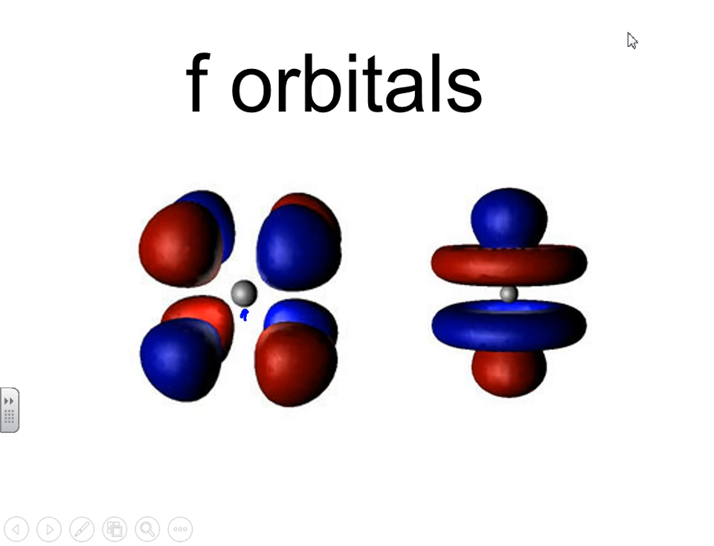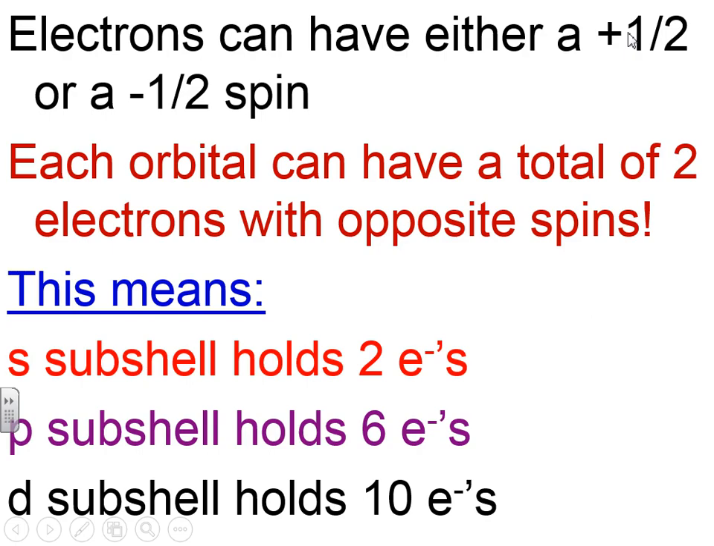So here is the final level of these electrons. Electrons can have either a positive or a negative spin. This is kind of the last designation of an electron. And each orbital can have a total of 2 electrons with opposite spins. This is really important because an S subshell, which holds 2 electrons, the P subshell, which has 3 orbitals, each with 2 electrons, give you a total of 6, and the D subshell holds 10 electrons because it has 5 orbitals, each having 2 electrons.